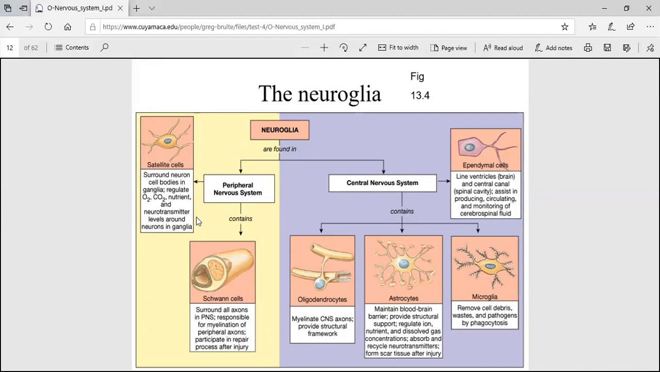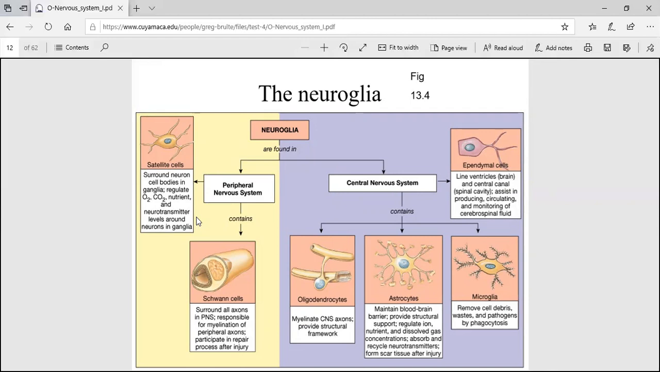All right. Here's the neuroglia. So, this could make a great matching question or an essay question. I could go, name six neuroglia and tell me what they do. And you don't have to go all deep into it.